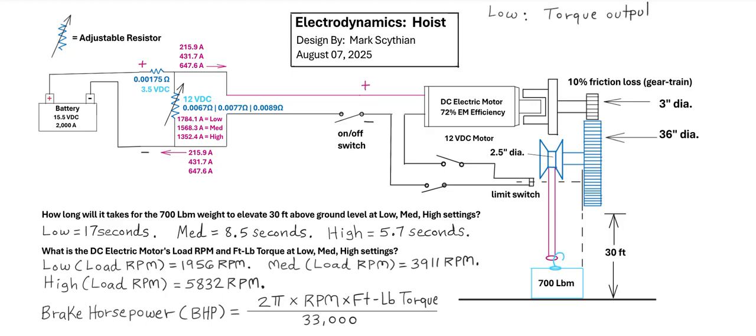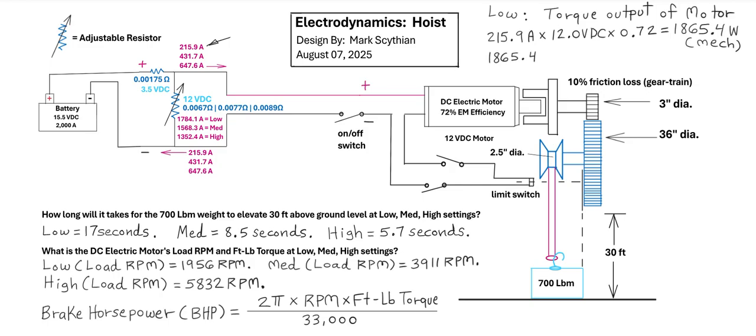So we start with a low setting again. So this time we can just calculate the mechanical power output of the motor, excluding the 10% friction loss of the gear train. So we're not interested in the gear train, only the mechanical power output of the motor, which is the 215.9 amps times 12 volts DC times the DC electric motor's efficiency of 72%, 0.72, so 1865.4 watts. We divide that into 746. This yields 2.5 brake horsepower output of the motor at the low setting.